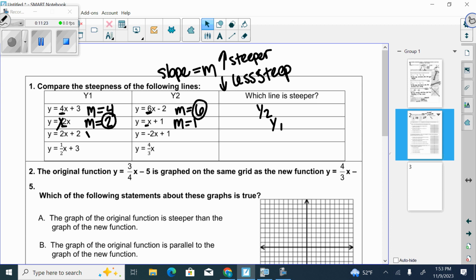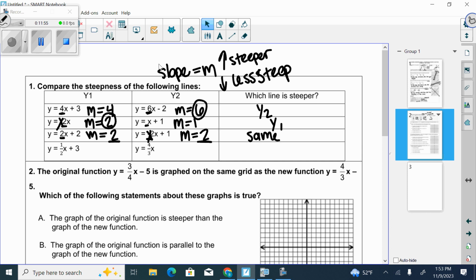On the third row, my m, or my slope, in y1 is 2. And in y2, my slope is -2. But again, remember the negative isn't going to affect us here, so I ignore the negative, and I just look at the number 2. So in this particular case, the numbers themselves are the same. Therefore, one is not steeper than the other. These are the same.